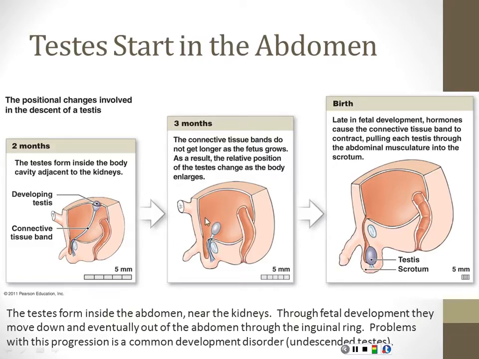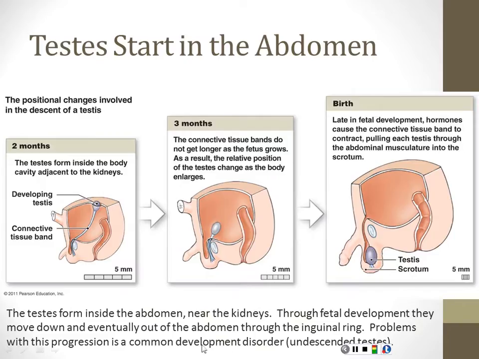Now then, between 3 months and birth, that continues to happen. The baby grows faster than this connective tissue band does. And also, in most baby boys, this connective tissue band also contracts in the last 4 weeks of development, and pulls the testis the rest of the way down into its final resting place in the scrotum.